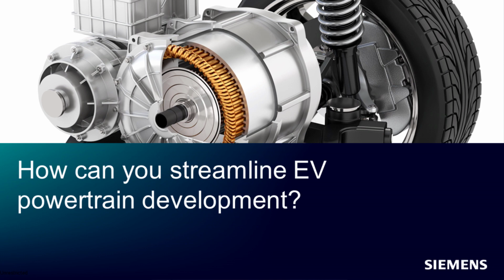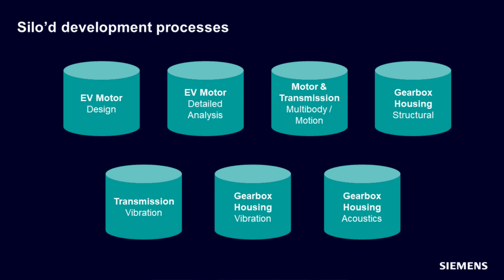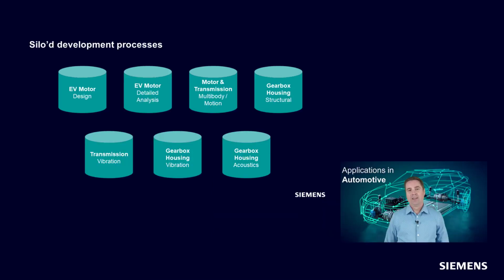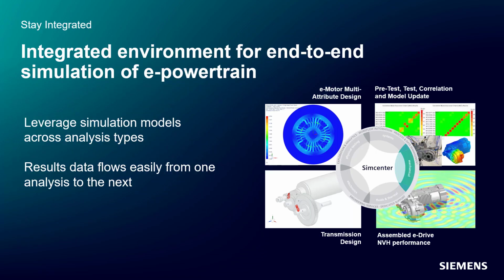This is a relatively new application domain for everyone in this industry, and so development processes for EV powertrains are not streamlined operations. Engineers can find themselves working in specific silos from motor design, transmission simulation, and structural performance and acoustics, among others. Most likely, each of the teams in these silos are using different tools, and information doesn't flow smoothly from one silo to the next.